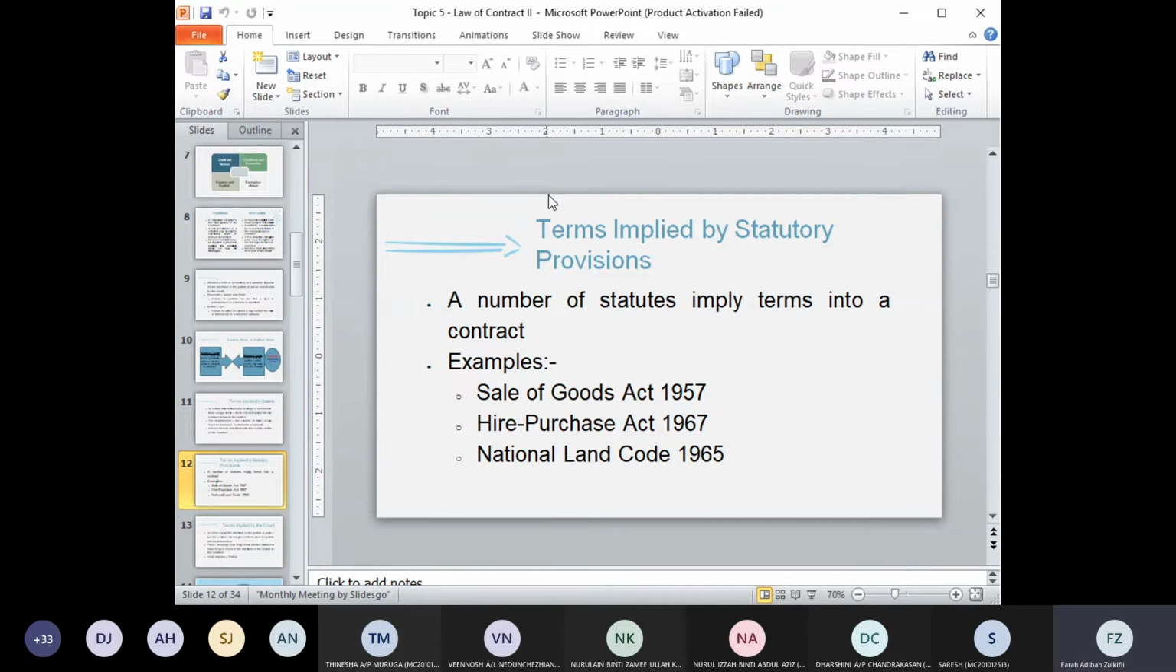So if you want to enter into any contract, it is important for you to know whether this contract is subjected to any statutory provision. If it is subjected to any type of law, any type of act, you have to make sure that your contract also follows everything stated in that act. Because even if it's not stated in your contract, it can be implied by the court. So you still have to follow it.